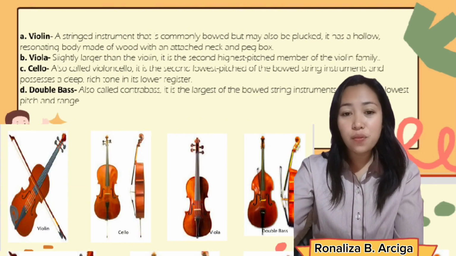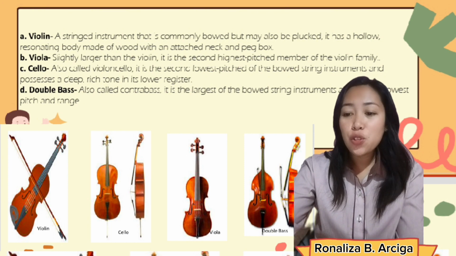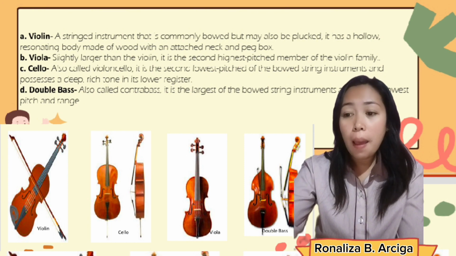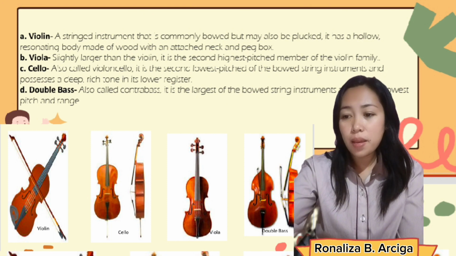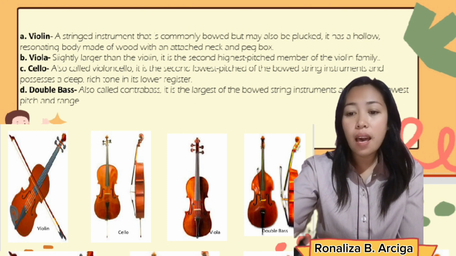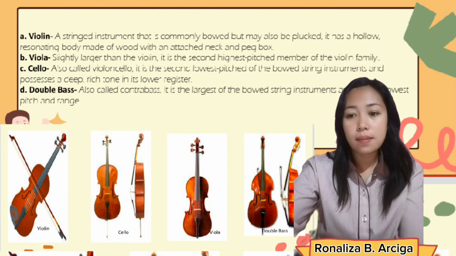Okay, let's discuss first the violin. Violin, a stringed instrument that is commonly bowed but may also be plucked. It has a hollow resonating body made of wood with an attached neck and peg backs. Its fingerboard, just like all the other instruments in this section, does not have frets. It has 4 strings and is the highest pitch member of the section. It can be played either as solo or an ensemble instrument.